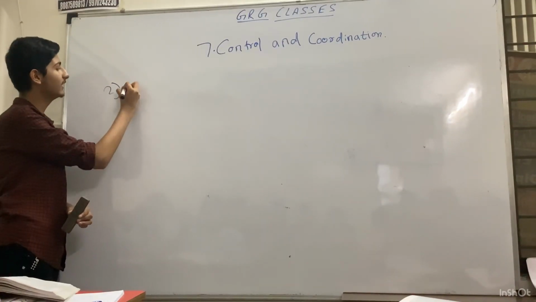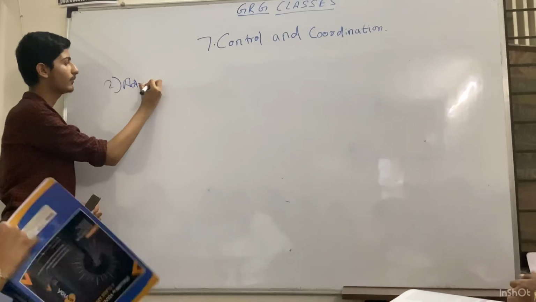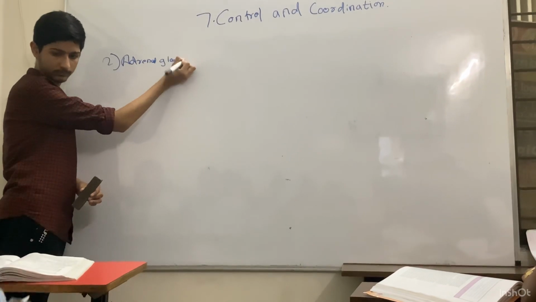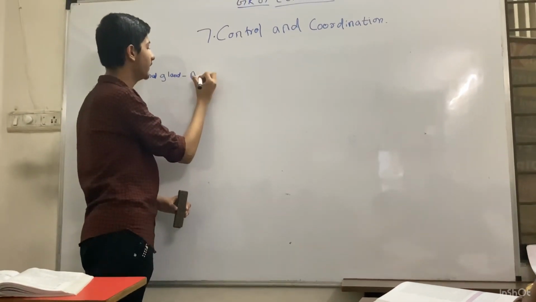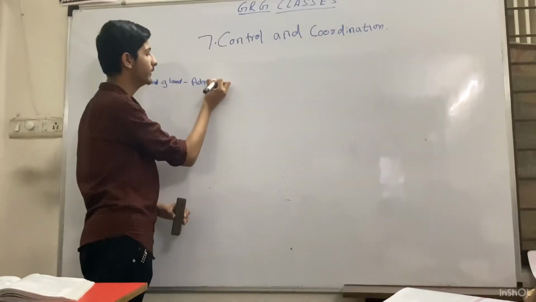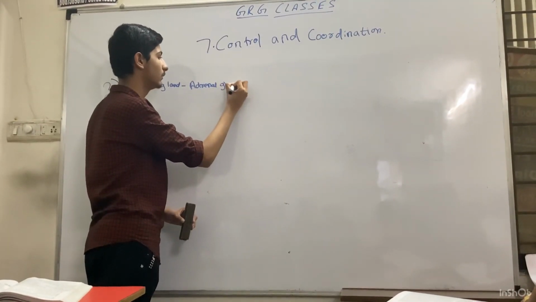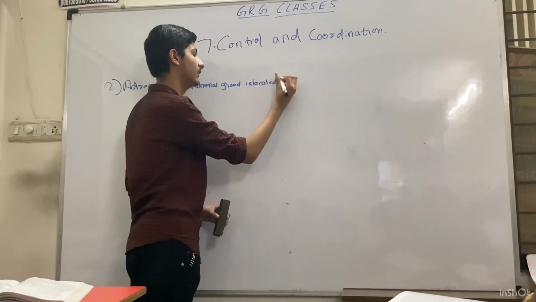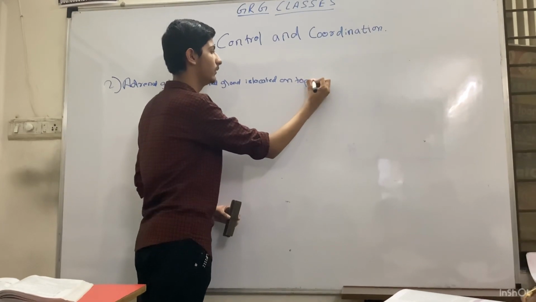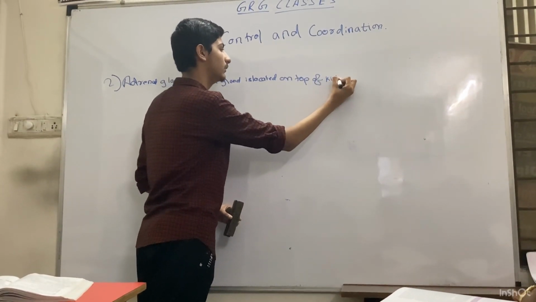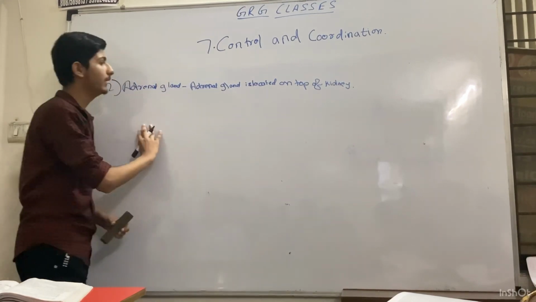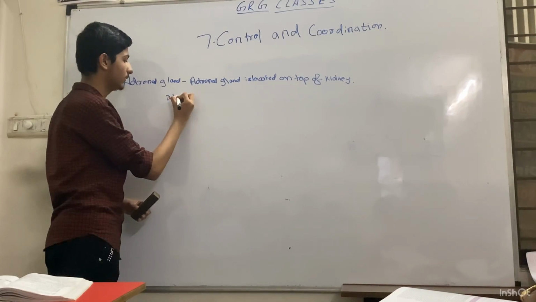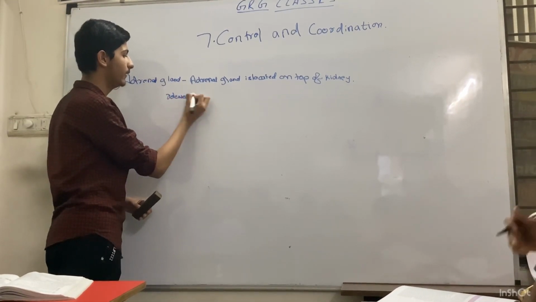The second gland is the adrenal gland. The adrenal gland is located on the top of the kidneys and it releases adrenaline hormone.